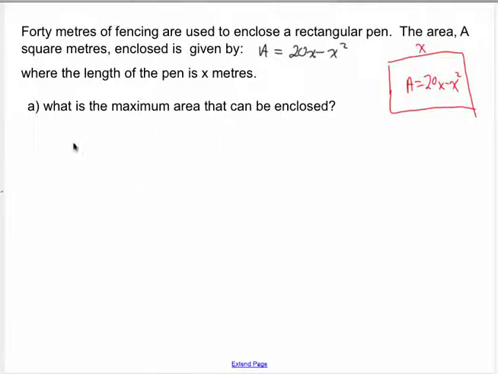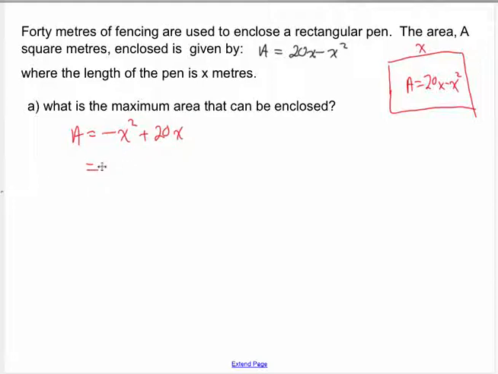So I'm given A equals 20x minus x squared. Let's rearrange this slightly so that rather than 20x minus x squared, I'm going to start with negative x squared plus 20x. And it's asking me to find the vertex. Essentially, that's where we find maxes and mins with parabolas, is where is the vertex.